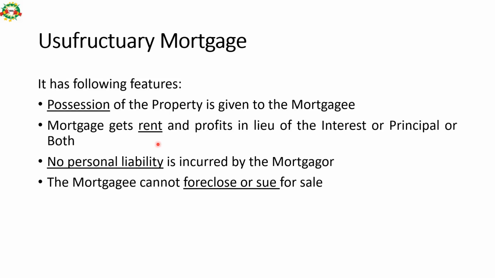So there is no personal liability of me towards the bank as a mortgagor. Only my property is mortgaged. I don't have any personal liability. The mortgagee cannot foreclose or sue for sale, because the property has already been transferred and is in possession of the bank. So the bank cannot foreclose or sue me for sale of the property.